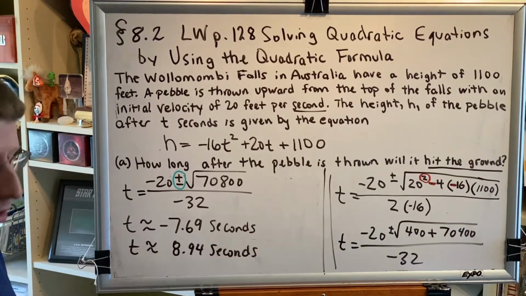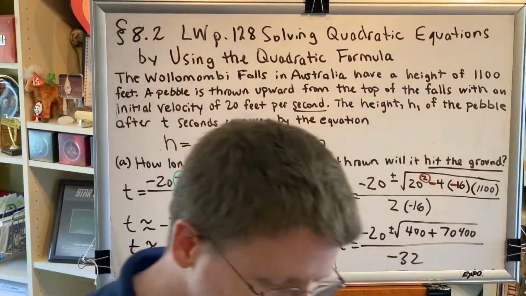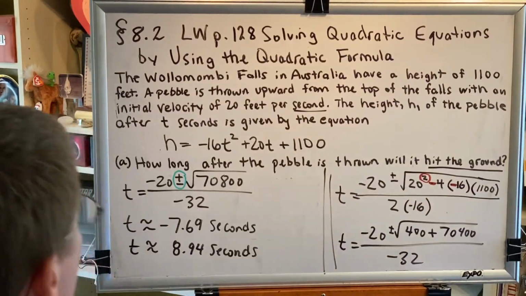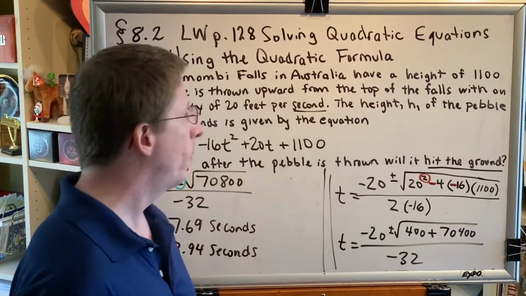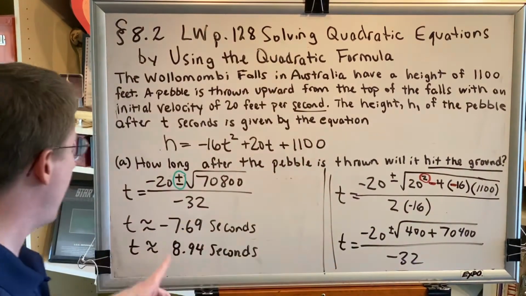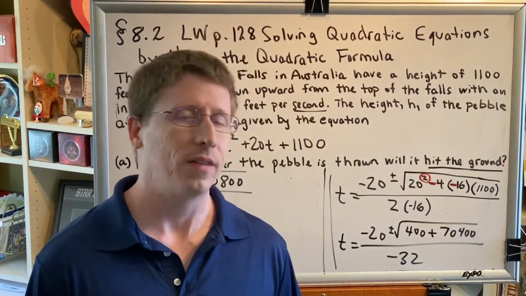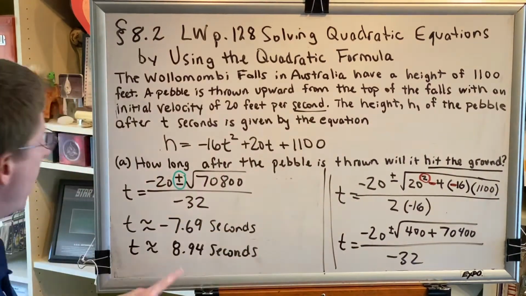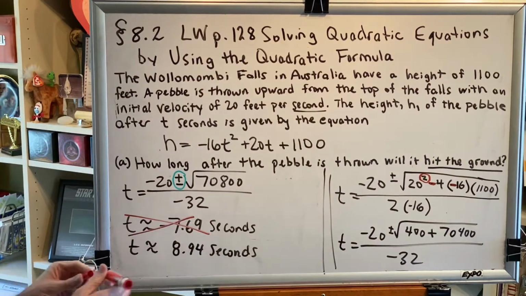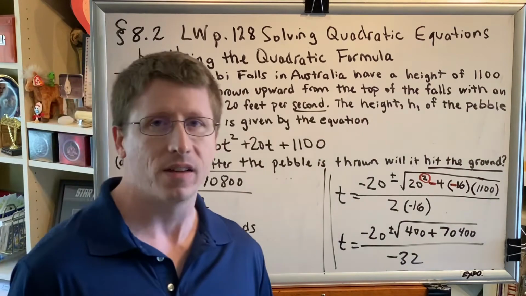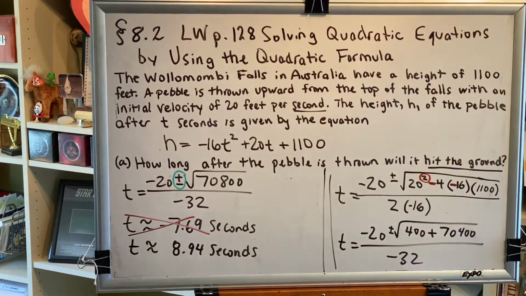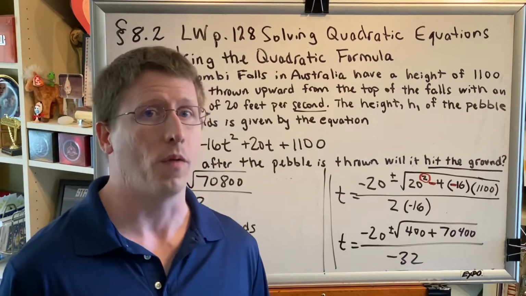All right, so we have two answers, but if you've been following along, you know that only one of those answers makes sense. When you throw a pebble up into the air and ask how long will it take to hit the ground, you cannot get a negative time as an answer. That doesn't make any sense. But a positive time does have realistic interpretations. So we cross out the negative 7.69 as an extraneous solution, and we keep only the 8.94 as our final answer for this part of the problem.